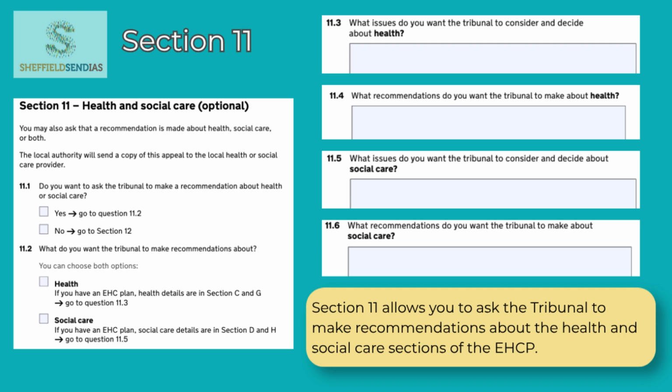Section 11 allows you to ask the tribunal to make recommendations about the health and social care sections of the EHCP. These recommendations are not legally binding in the same way as educational decisions. However, there is an expectation that they will be implemented. If a local authority or health body decides not to follow a recommendation, they would need to explain why.